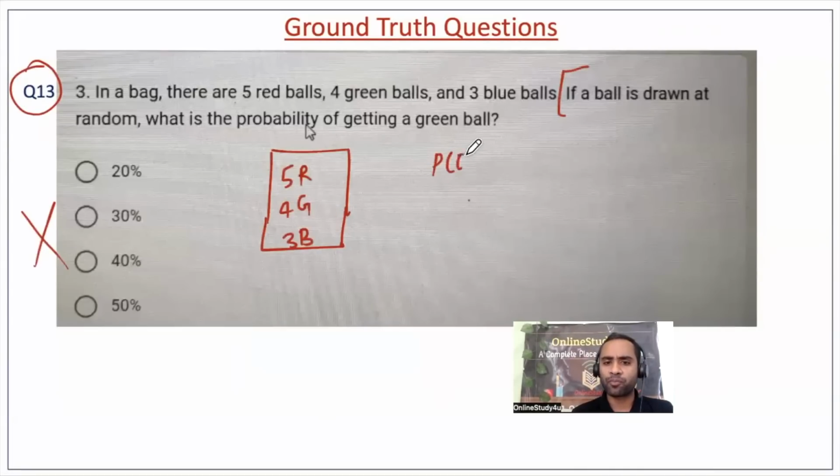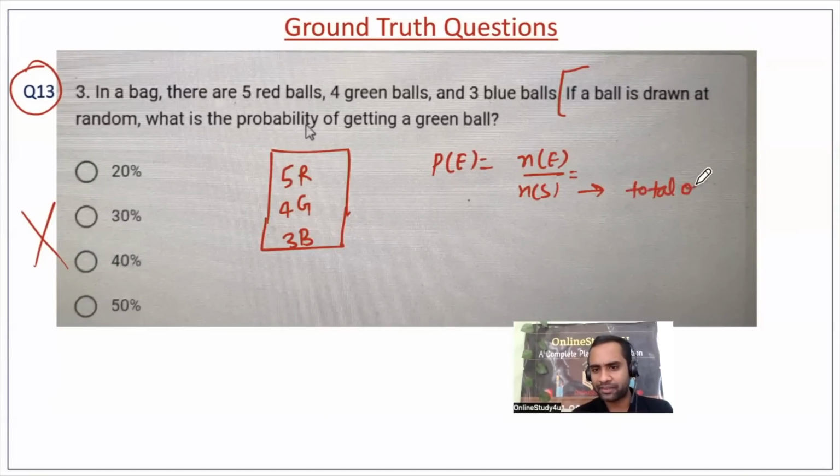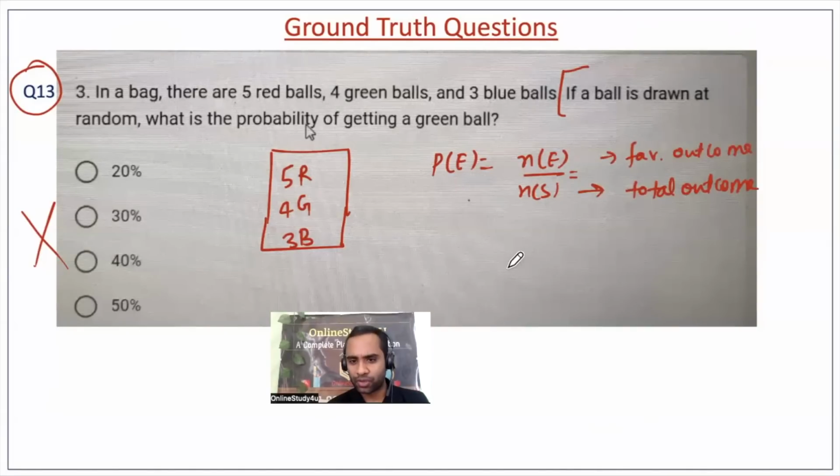So what is the formula of probability? nE divided by nS. Maths has formula, maths has logic. nS is the total outcome and nE is the favorable outcome, meaning what you want in your favor. Now, friends, what is the total outcome? Total we have 5 plus 4 plus 3, that is 12 balls.